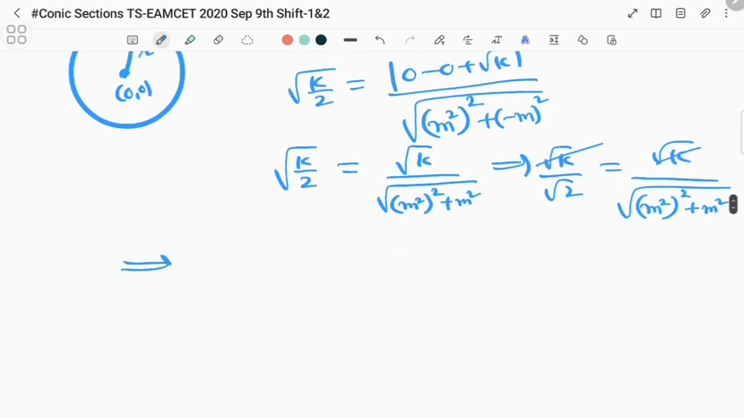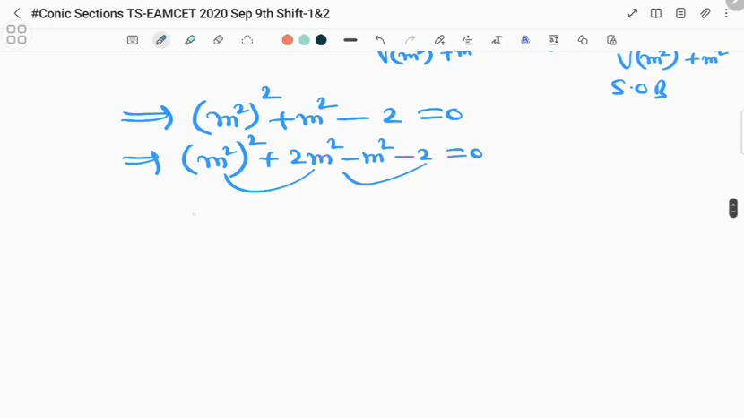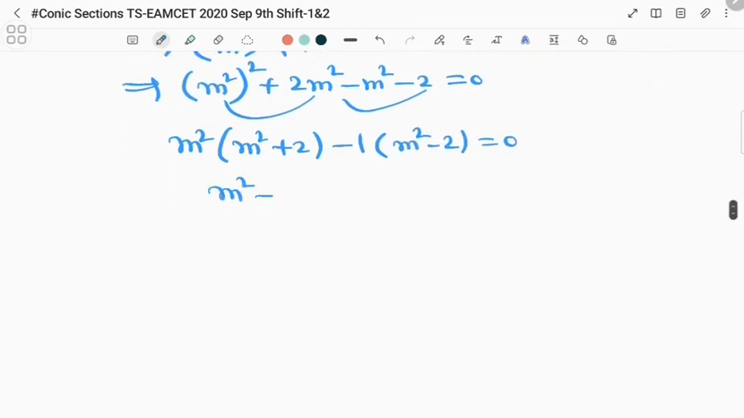Cross multiplying and squaring on both sides, dear students, directly. So m square whole square plus m square minus 2 equal to 0. So m square whole square plus 2m square minus m square minus 2 equal to 0. So m square into m square plus 2, minus 1 into m square plus 2, equal to 0. So m square plus 2 into m square minus 1 equal to 0.